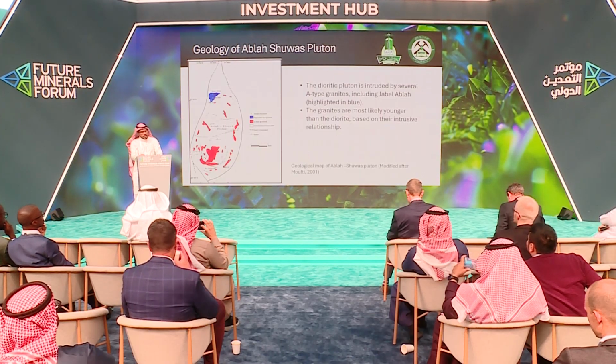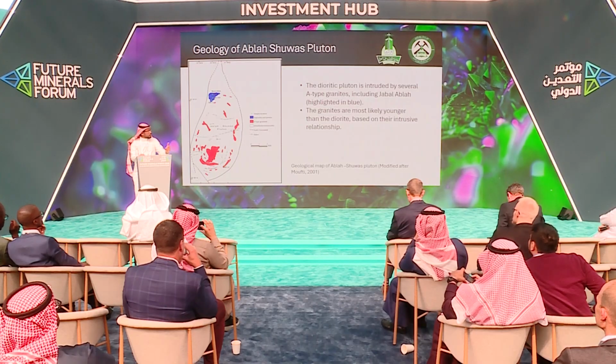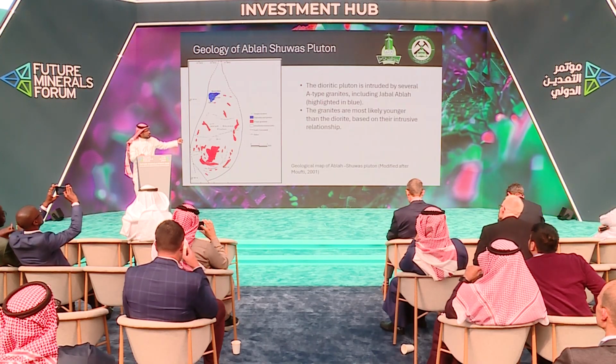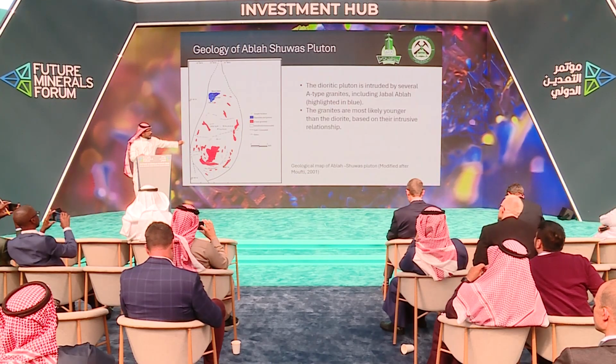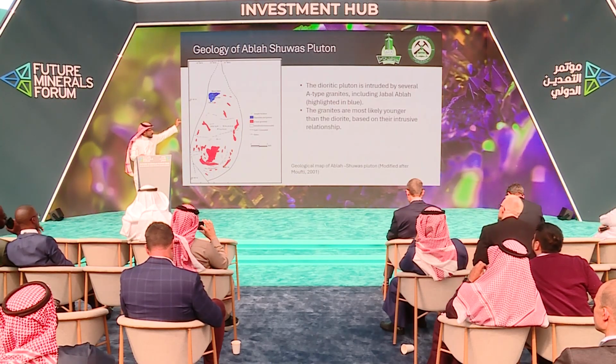The dioritic complex shown here is called the Abla Shwas Plot, and it's intruded by several granitoids shown here in red, and the Abla pegmatite is shown here in blue.